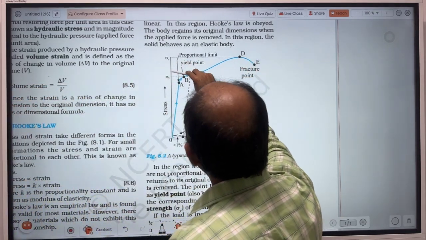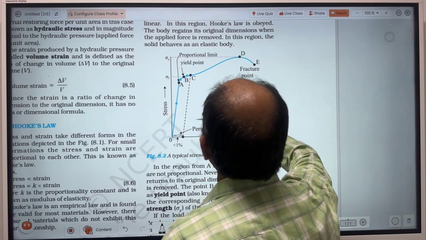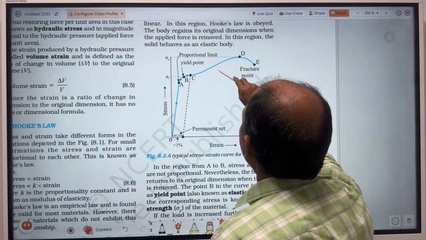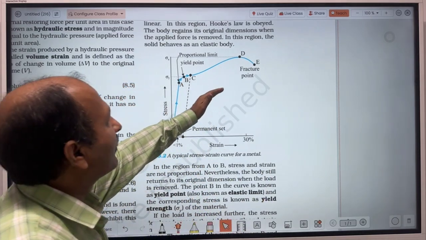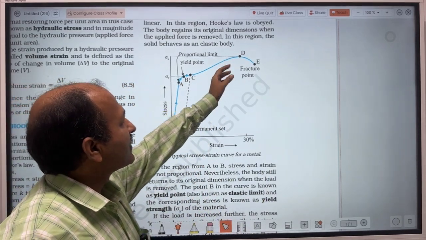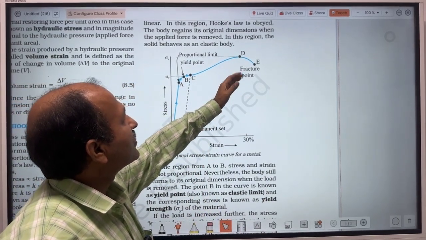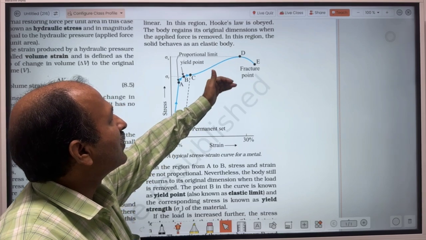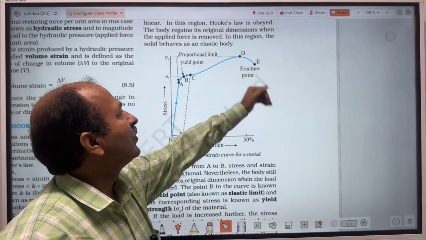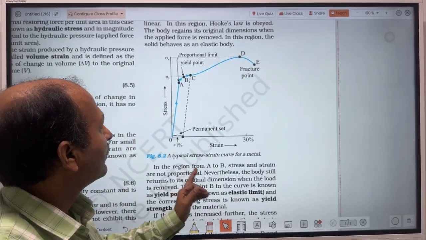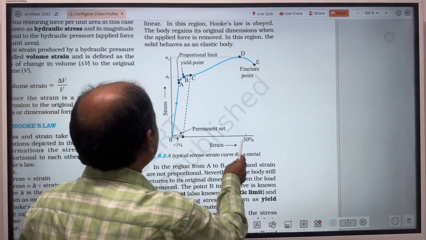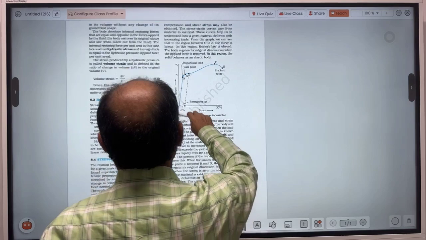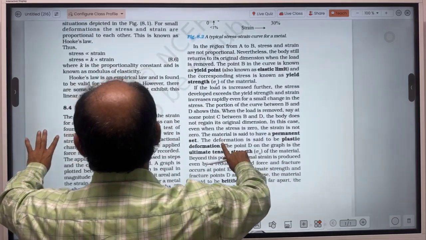Beyond that, even if a slighter stress is applied, the strain will be more, and after reaching point D, what will happen? The wire will start stretching on its own, due to its own weight, and at this point the wire will break. So I think you have understood the graph. Now let's read it to make it more clear.